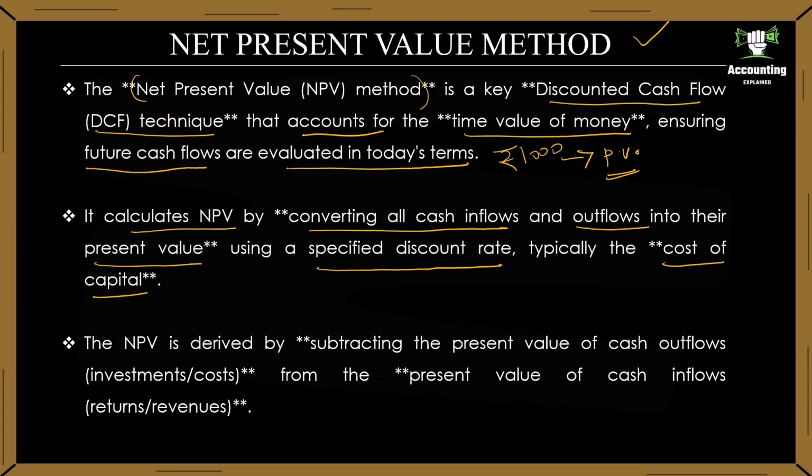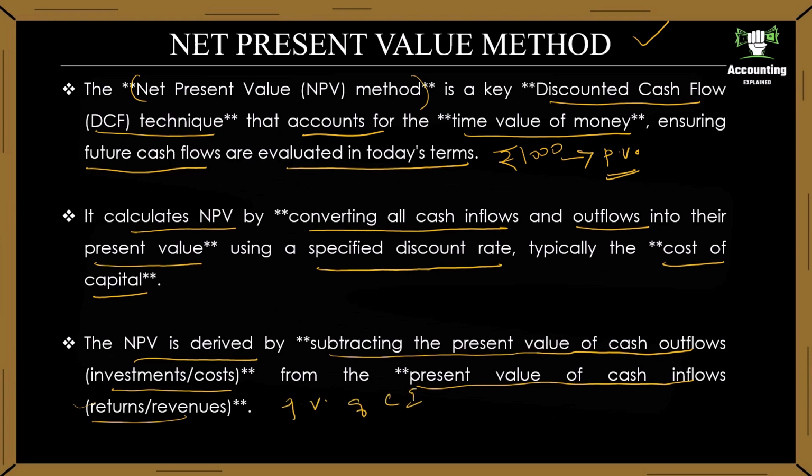Okay. The NPV is derived by subtracting the present value of cash outflows, that is the investment or the cost. So you are going to subtract the present value of cash outflows. What is the present value of cash outflows? That is the investment cost or the project cost, from the present value of cash inflows. What is the present value of cash inflows? That is the returns or revenues you are going to get from the investment. Okay, so present value of cash inflow minus present value of cash outflow. Inflow is your return or revenues and outflow is the project cost. When you subtract, you get the net present value.